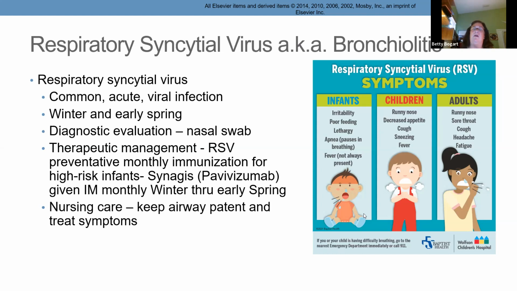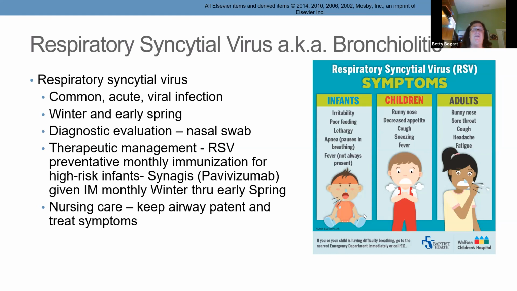But what if you are a child who's premature? Or a child who has a cardiac condition or cystic fibrosis? We don't want this kid to get it because it can be very dangerous. So we give a monthly immunization, every month from about September to May, called Synagis, palivizumab. It helps prevent respiratory syncytial virus in children who are at risk.